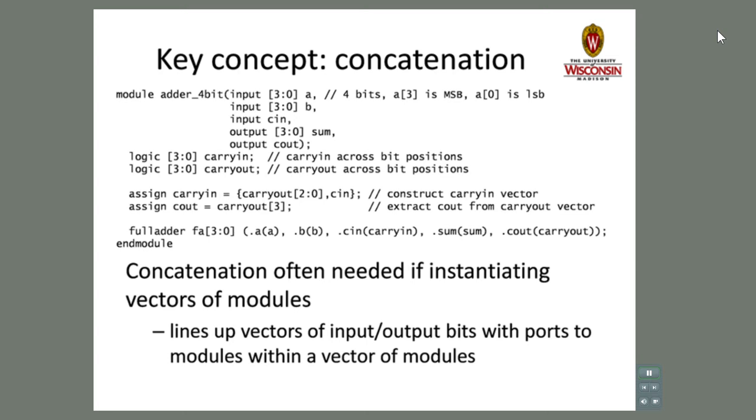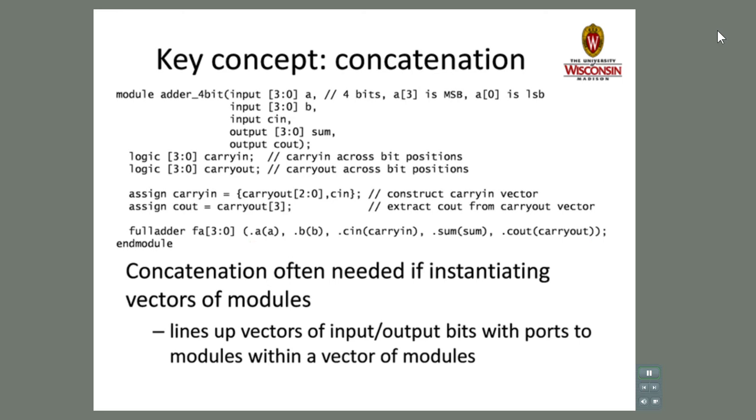Concatenation is frequently used in scenarios where vectors of modules are being instantiated. Verilog supports automatic wiring of vector entries to ports of the module that is being instantiated as a vector. In this example, which is similar to the earlier 4-bit adder, we instantiate a vector of full adders instead of 4 separate adders. The A, B, carry in, sum, and carry out ports are automatically connected to the corresponding elements of the vectors named in the instantiation.